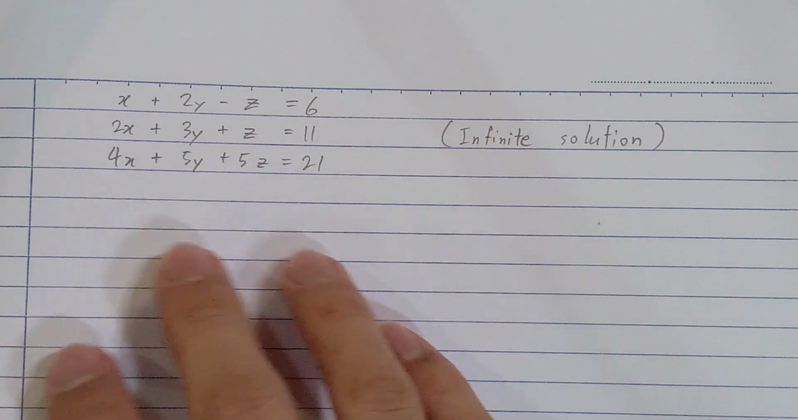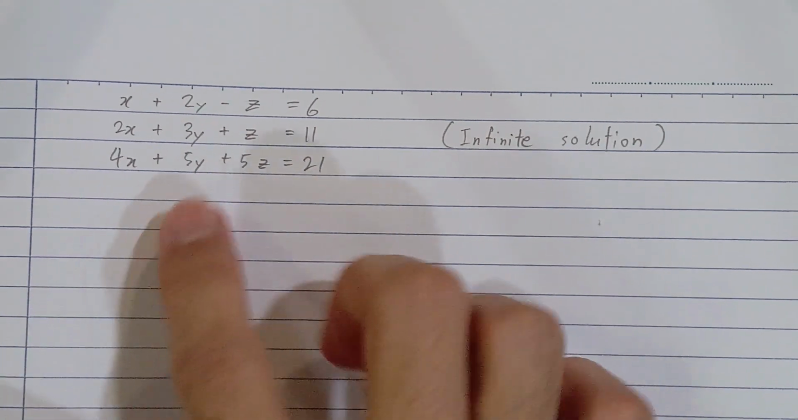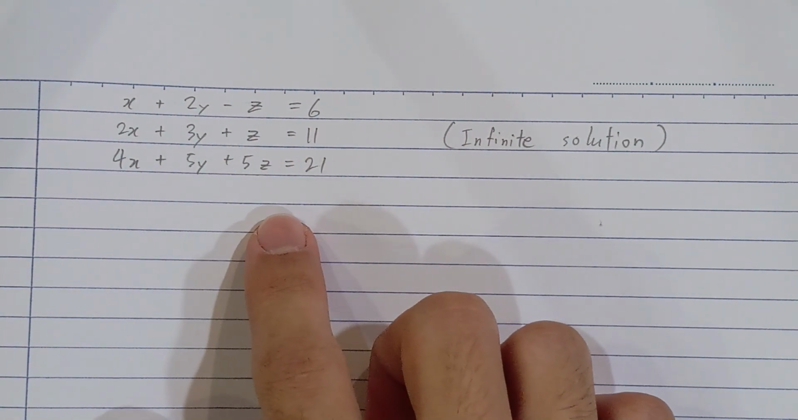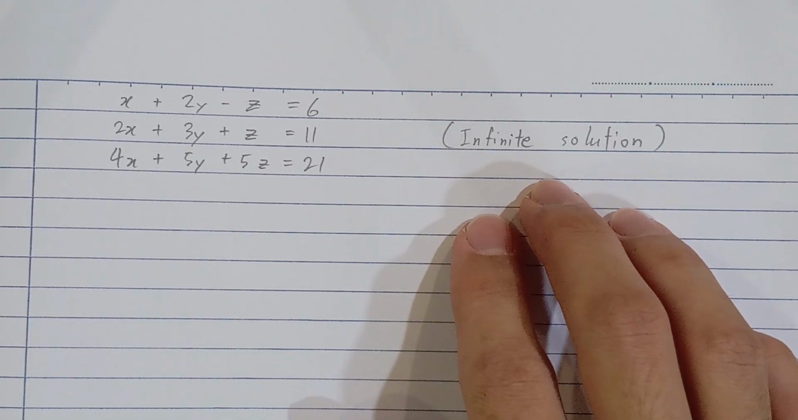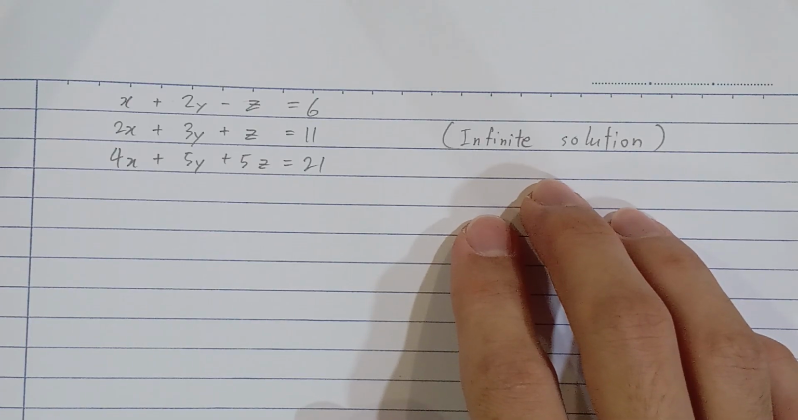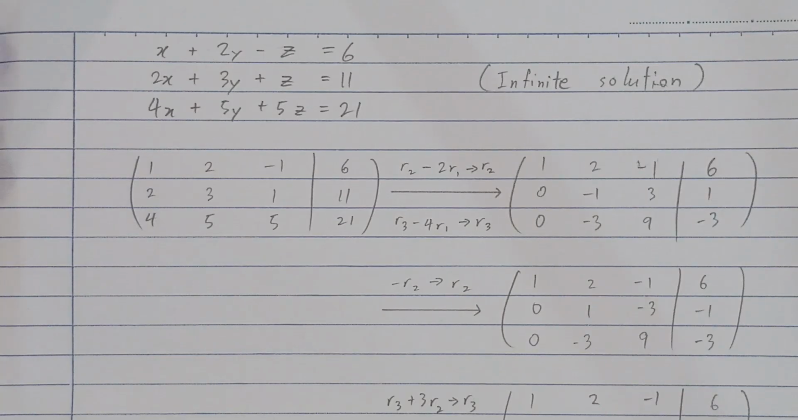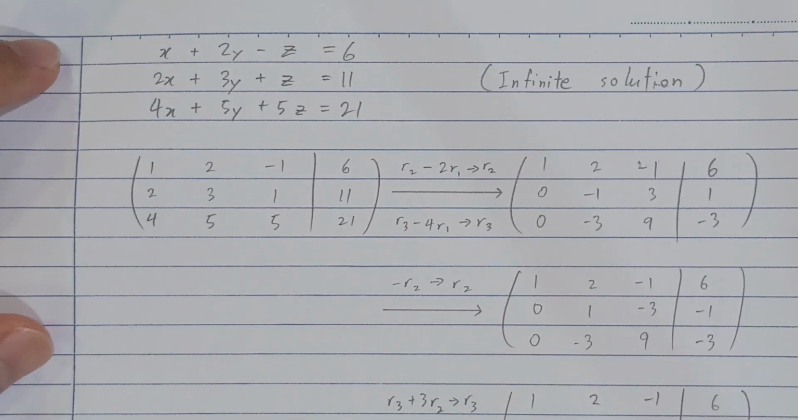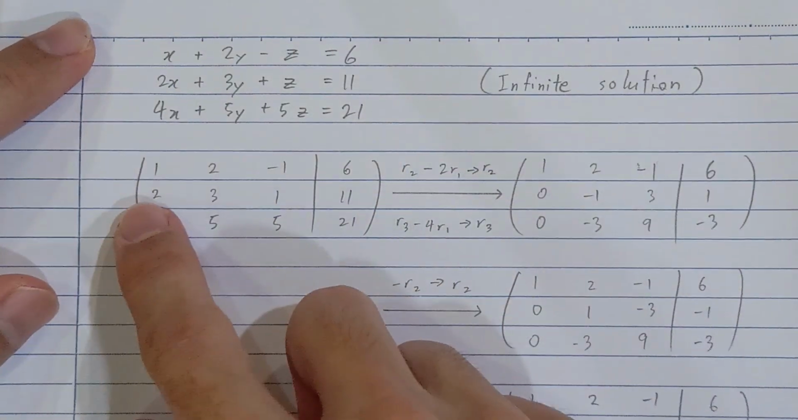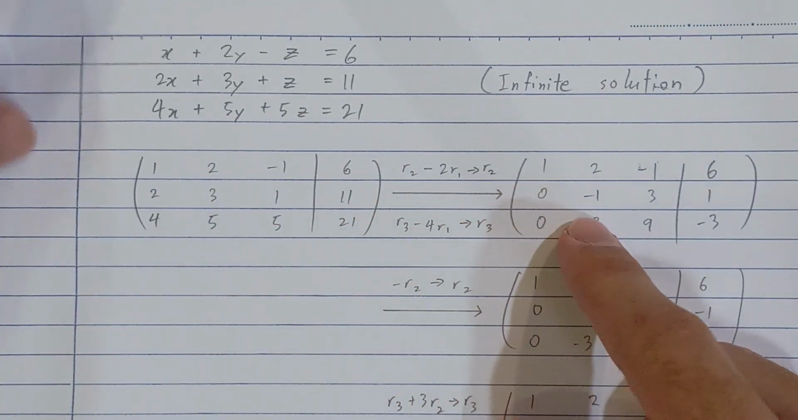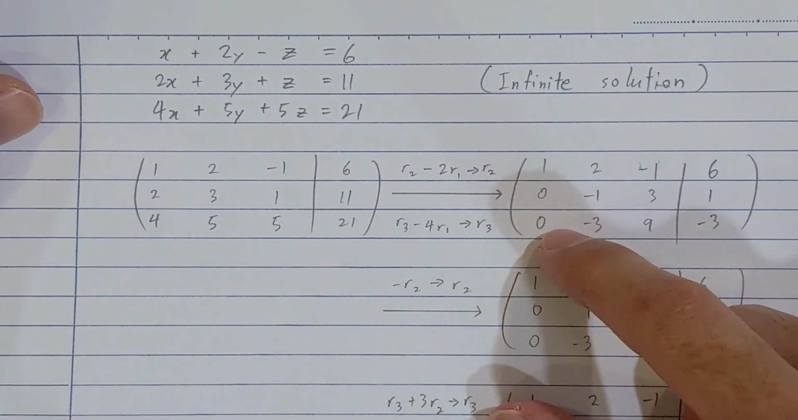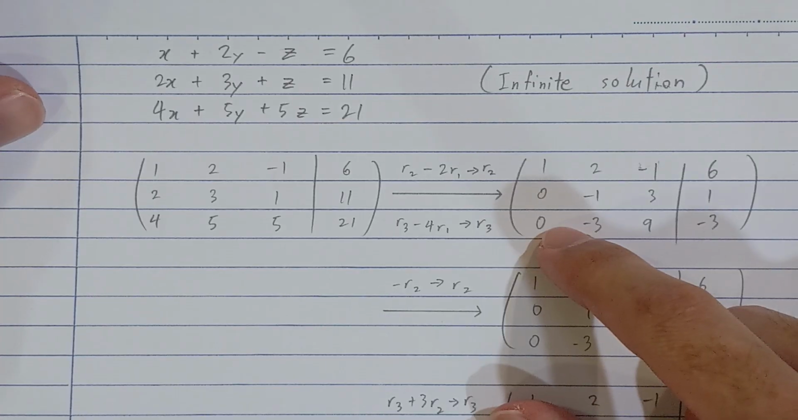Here we have the last example of the system of linear equations, and this one has an infinite number of solutions. You can try to do it yourself and continue the video later. And here is the solution. First, make sure that this is 1, which it already is, so we can just move on to the next step, which is making these two values into a 0.